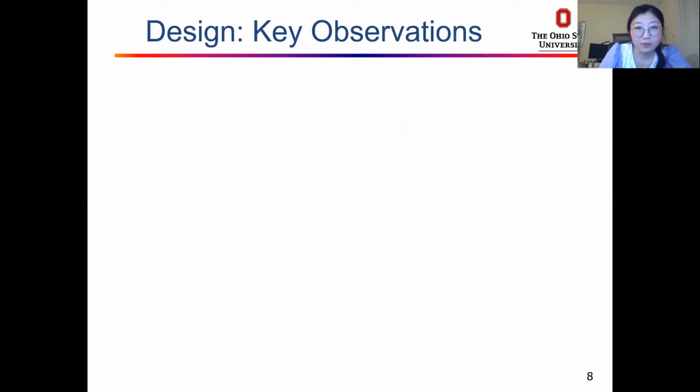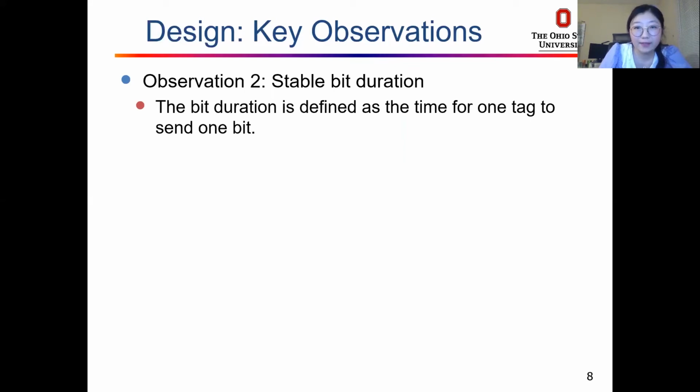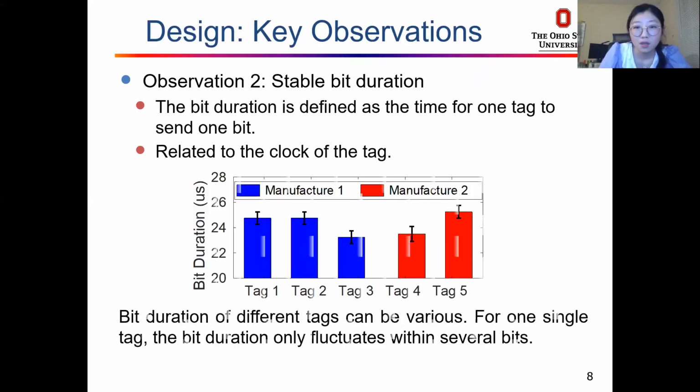Our second observation is the stable bit duration. The bit duration is defined as the time for one tag to send one bit. For one tag, the bit duration is only determined by its clock, and the clock is only related to environmental factors such as temperature and moisture, which do not change across time or space. The figure shows that the average fluctuation of the bit duration for one tag is within 0.4 milliseconds, which is only 4 samples when the sampling rate is 10 MHz.